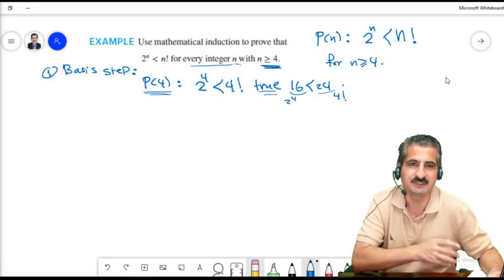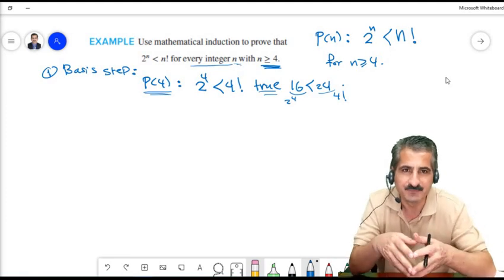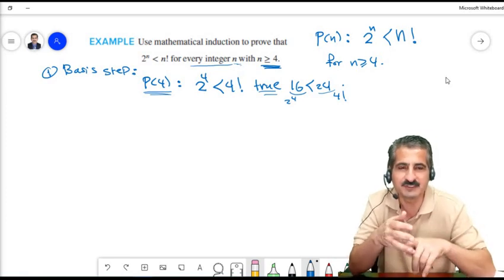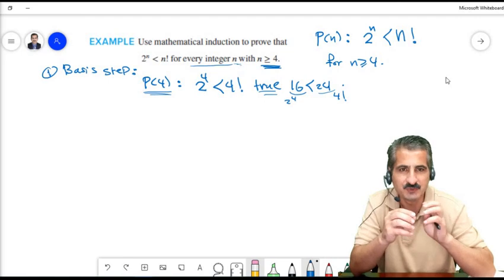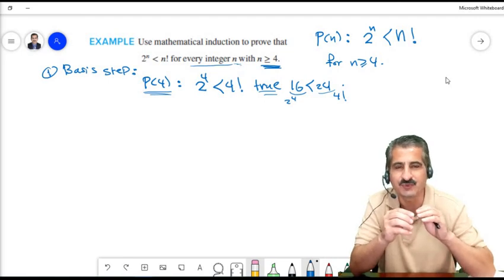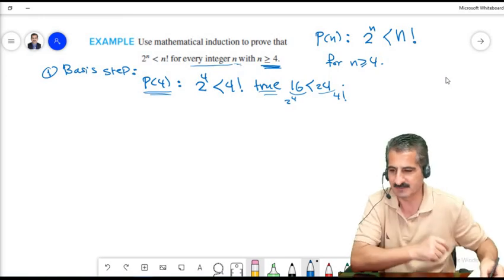We did not start at 1. So in mathematical induction, the basis step can be at 1 or 2 or 3 or 4 or any integer. You start with any integer, and then you prove the statement is true for all integers greater than or equal to the one you started at.